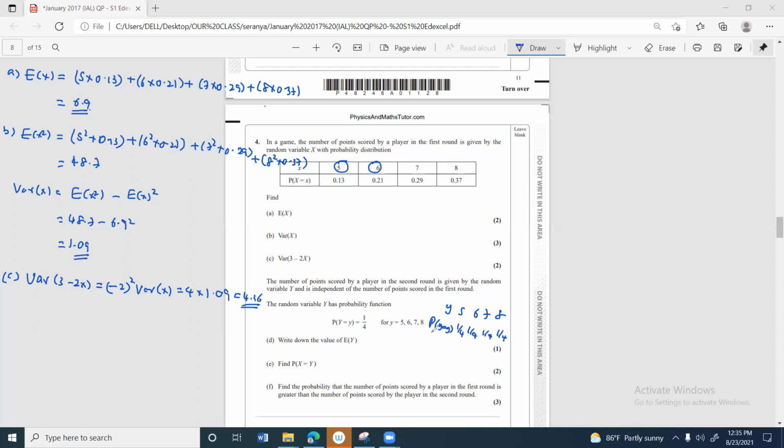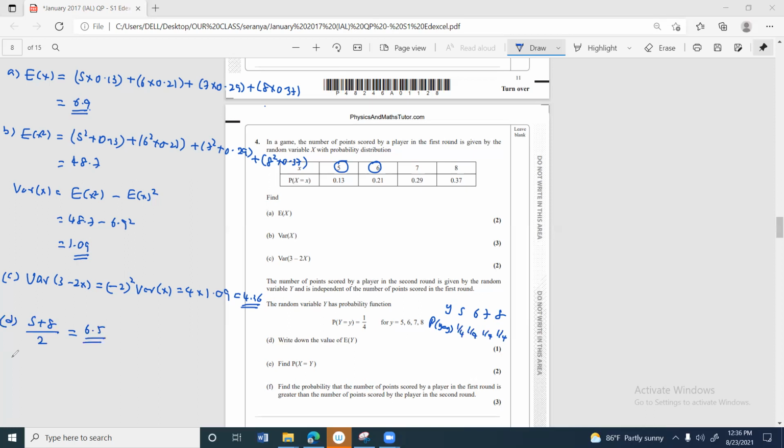Write down the expectation of y. Since it's a uniform discrete distribution, you can add the first term to the last term and divide by 2. 5 plus 8 is 13, divided by 2 is 6.5. So simply you can get this expectation.